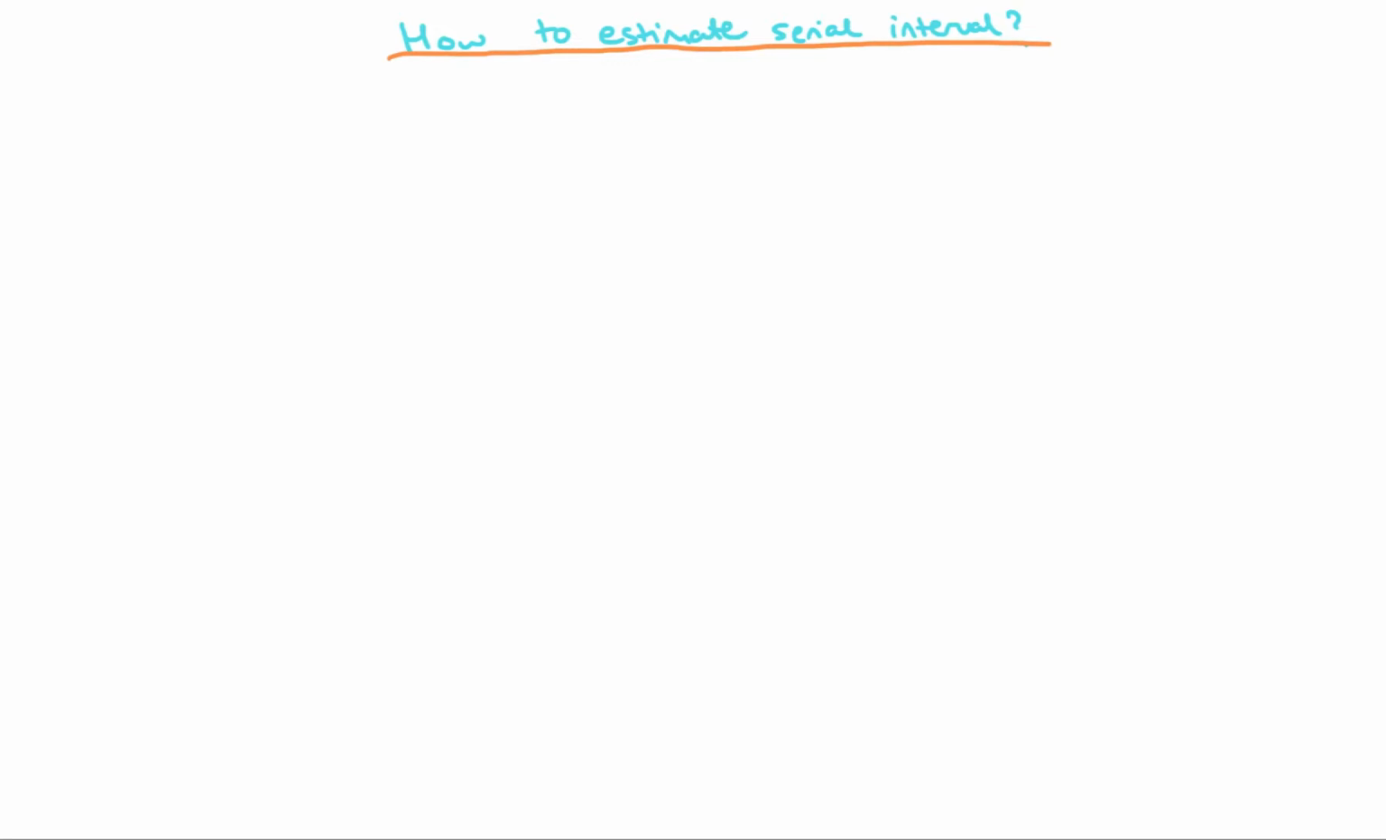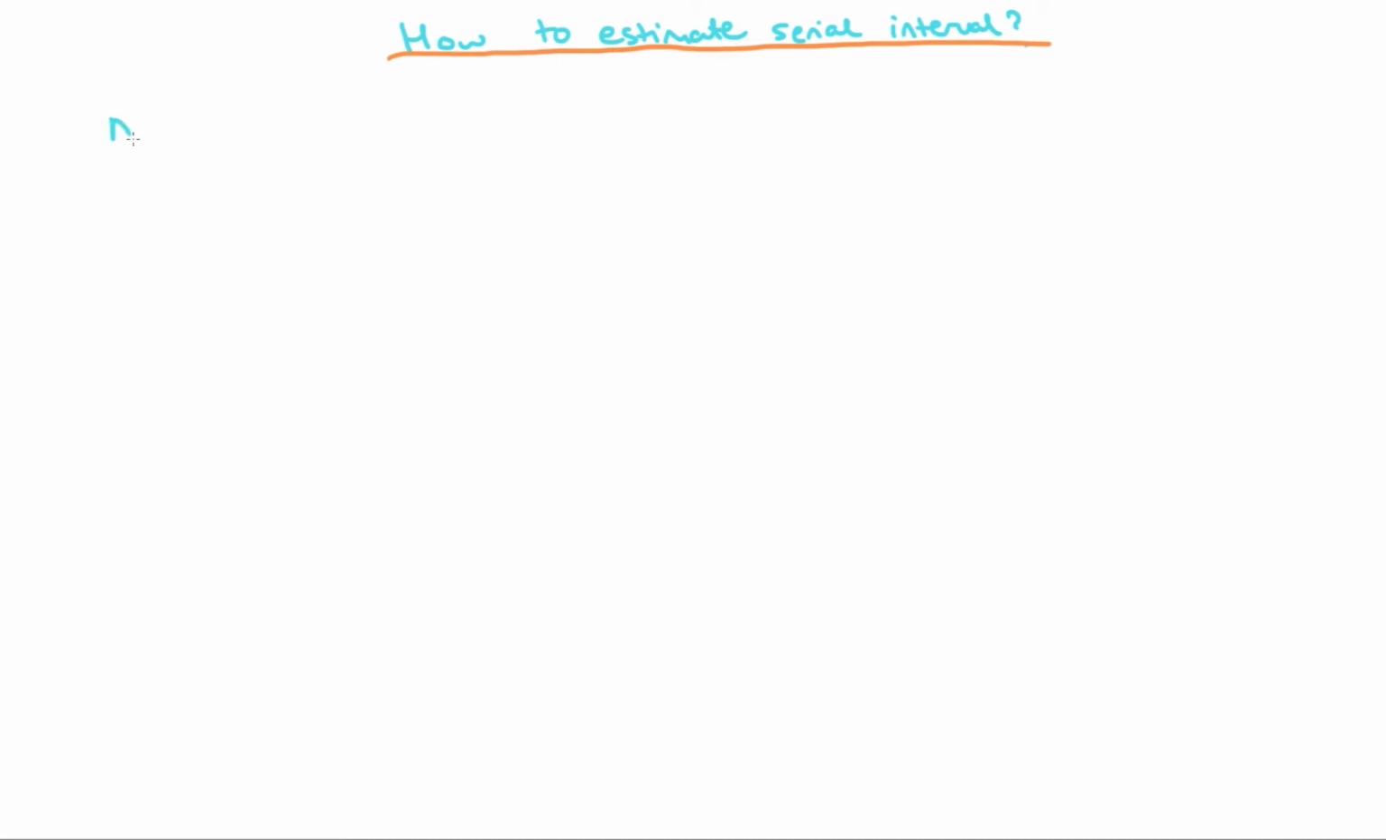Now that we understand what the serial interval is, I want to explain how it can be estimated in practice. When I say estimate the serial interval, what I really mean is estimate the serial interval distribution, because the serial interval varies between individuals and over time, and so there's no single number that describes it. It's a distribution over possible serial interval values.